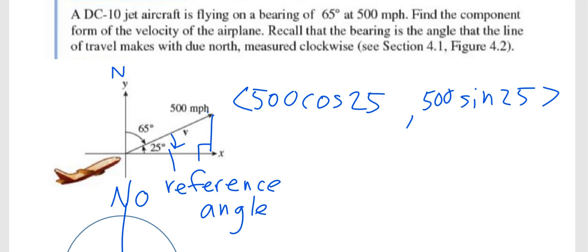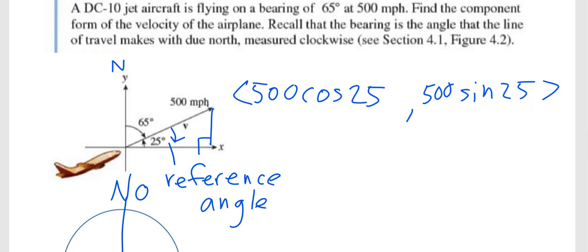Do you know anything about those two sides? Do you know if they're positive or negative? Because of the quadrant, we know they're both positive, right? You have to make that decision. You have to decide based on the quadrant they're in whether they're both positive or one's positive and one's negative. That's true.